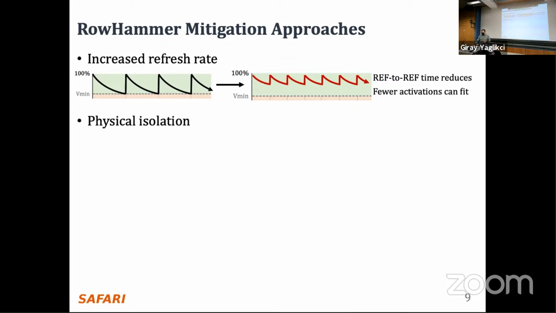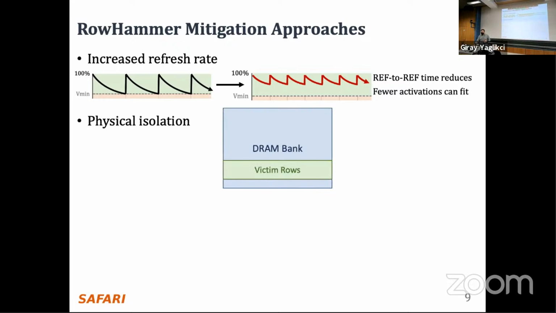The second high-level approach is to physically isolate potential victim rows with sensitive data from aggressor rows that a potential attacker can hammer. To do so, they allocate isolation rows in between these victim and aggressor rows such that the attacker cannot disturb sensitive data by performing a RowHammer attack.